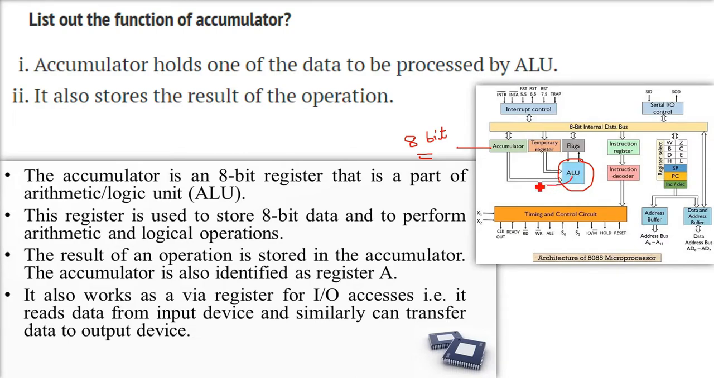The result of the operation is stored where? In the accumulator. We identify it as register A. The accumulator holds one of the operands processed by the ALU, and it also stores the result of the operation. So it is an operation holding area. It also works as the route register for input output accesses. What does it mean? It reads data from the input device and transfers data to the output device. This is your accumulator.